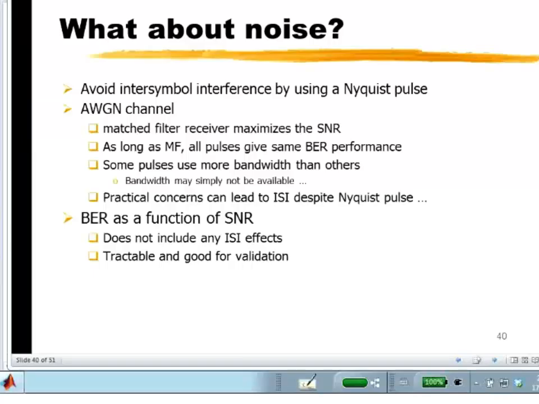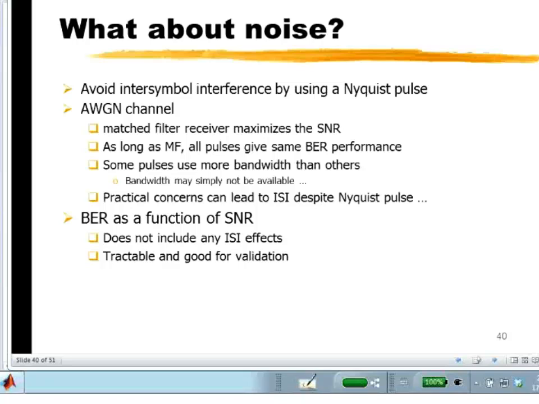So what about noise? We use Nyquist pulses to help us avoid intersymbol interference. Some pulses use more bandwidth than others, and bandwidth may simply not be available. We may want to create a more spectrally efficient, densely packed wavelength WDM system, for instance. Practical concerns can lead to ISI even if we are using a Nyquist pulse. So a Nyquist pulse doesn't absolutely assure you of no ISI, it just helps you. And remember that BER as a function of SNR does not include any ISI effects, but it is something that we can deal with analytically.